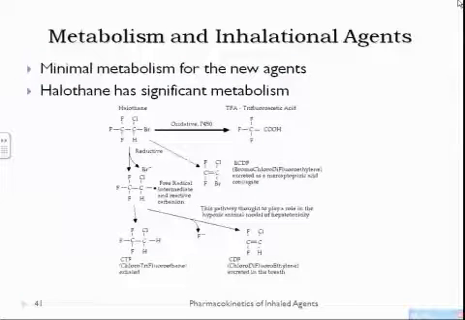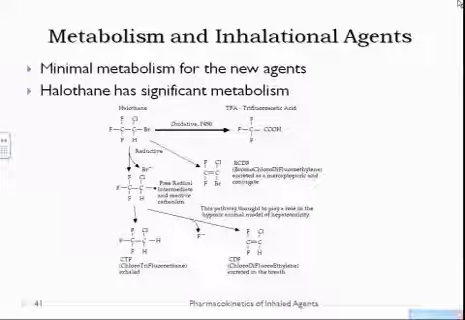Metabolism, we'll talk about this next week. There's minimal metabolism for the new agents, which is good. Halothane has significant metabolism, and it may actually be what causes hepatotoxicity, although that's a little controversial. We do know that halothane will break apart over time and will cause bromide to be released, which may be hepatotoxic. And you can see the other things that it produces are trifluoroacetic acid and other byproducts, and we'll talk about that next week.